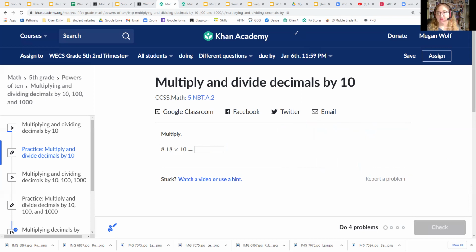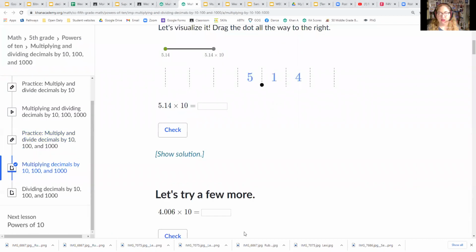Let's try this again on these problems. So we're multiplying, so it's going to become bigger. There's 1 zero in 10, so we're going to move the decimal one spot to the right because that would make it bigger. If I moved it to the left, that would make it smaller. So we're going to move it to the right. So it's going to become 51 and 4 tenths. If we were to divide, we would move it to the left and it would get smaller.